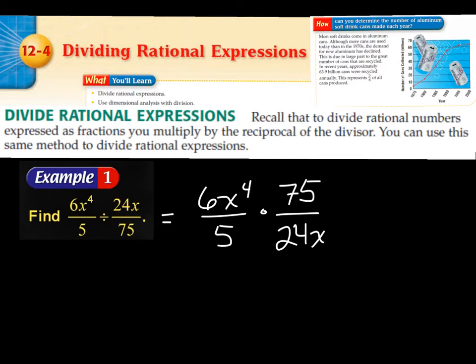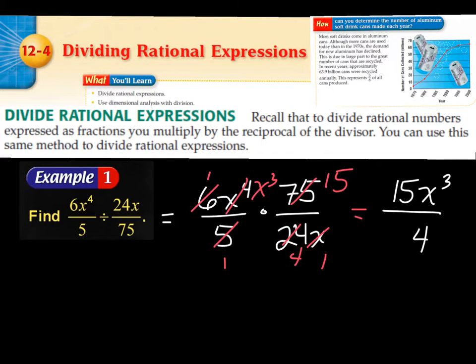Then we can, just like we did in the last lesson, cancel out common factors. So I'm going to cancel out a factor of 6 and a factor of 5 and a factor of x. So all I have left is 15x cubed over 4.